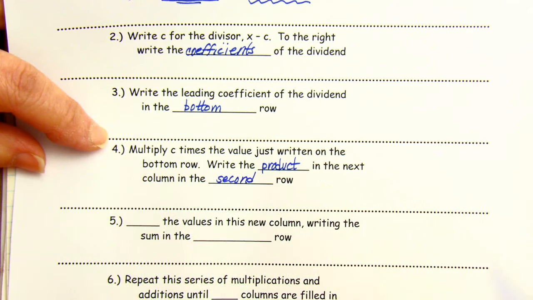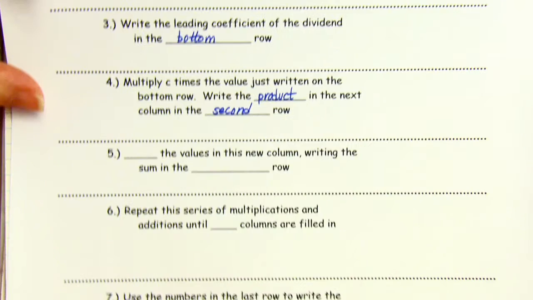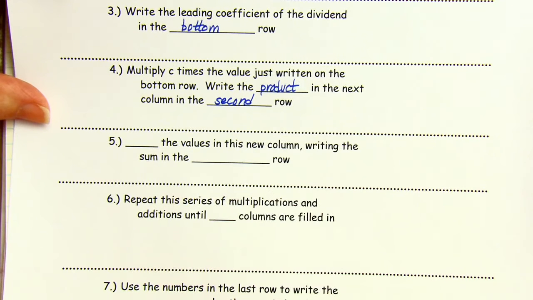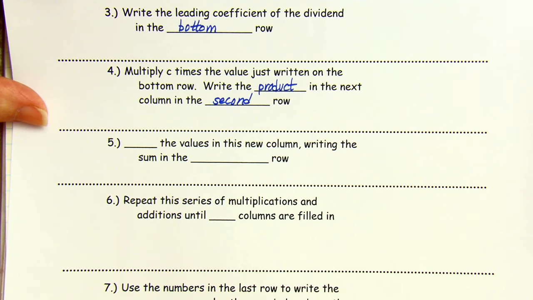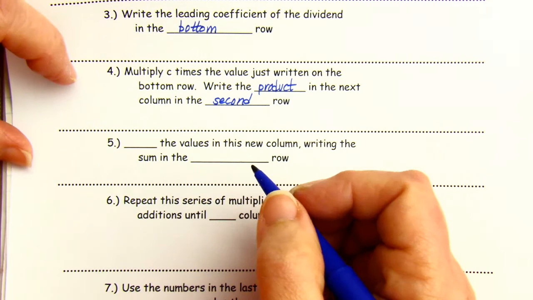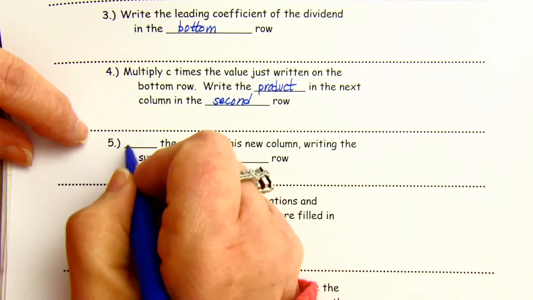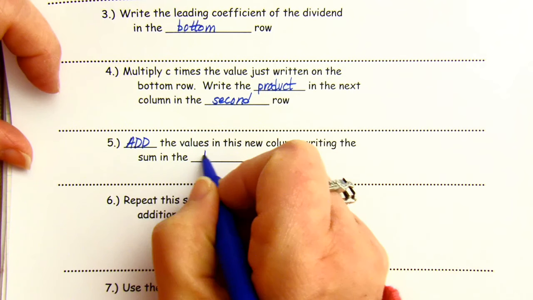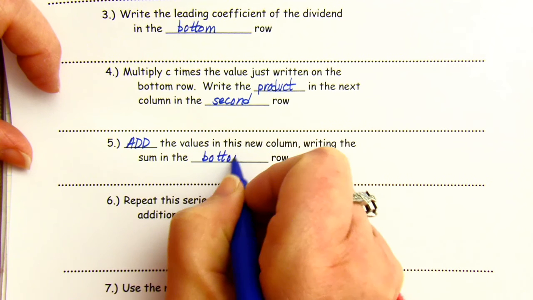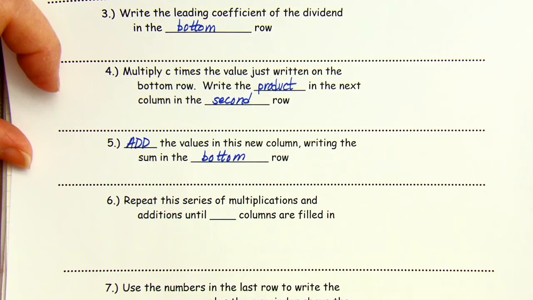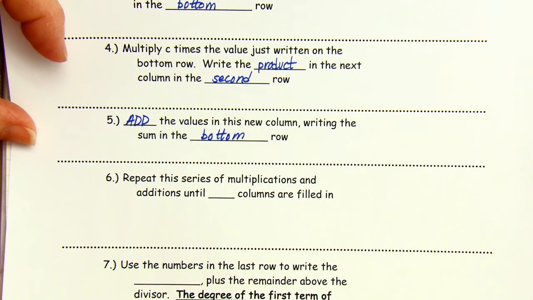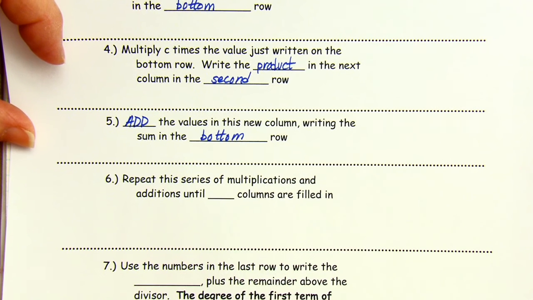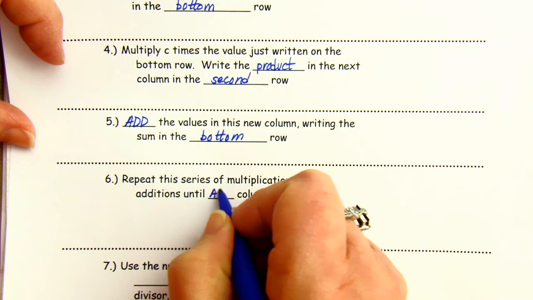Again, we're just filling these notes in. I'm going to go back and explain it. So once you have an element in the first row, and you have an element in the second row, to get the next element in the bottom row, you're going to add the values in the new column and write the sum in the bottom row. And then, of course, we repeat the series of multiplications and additions until all columns are filled in.